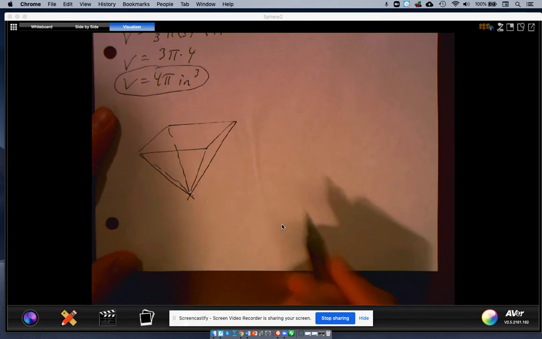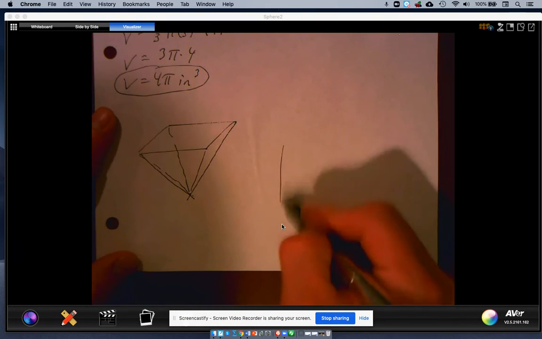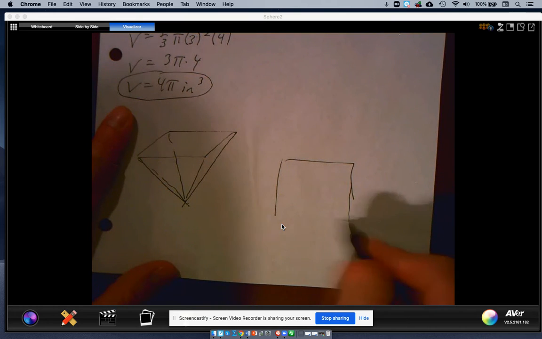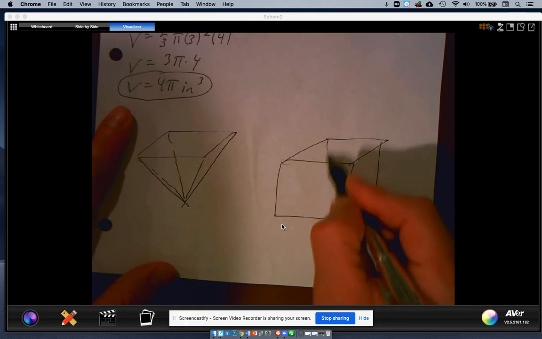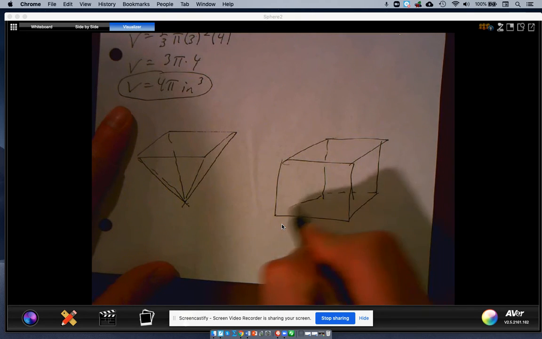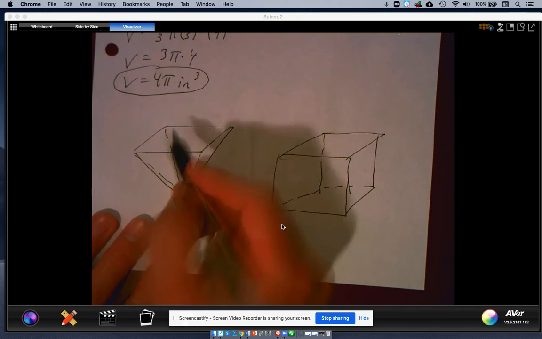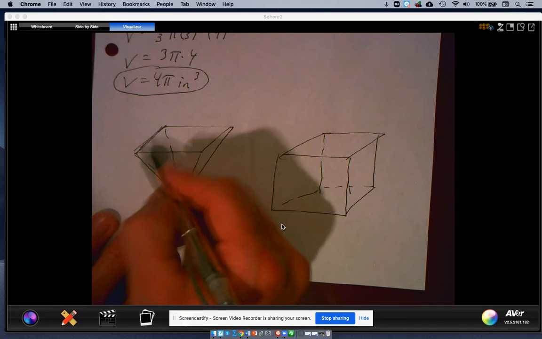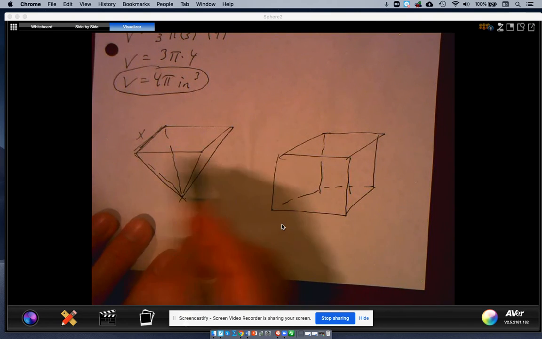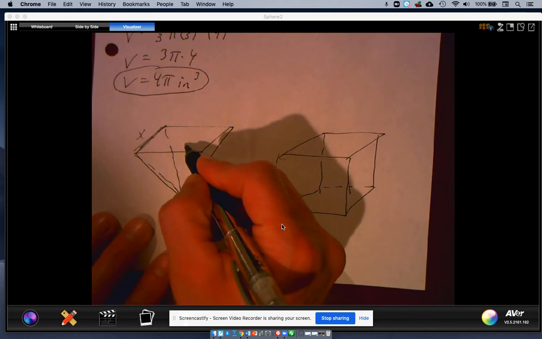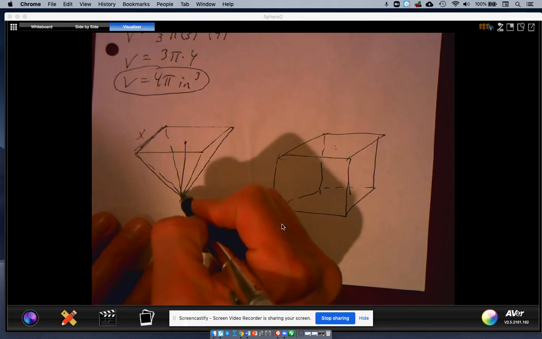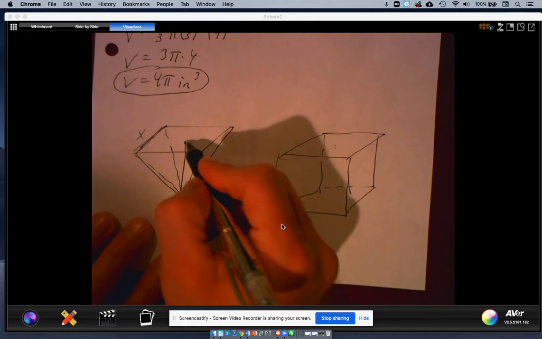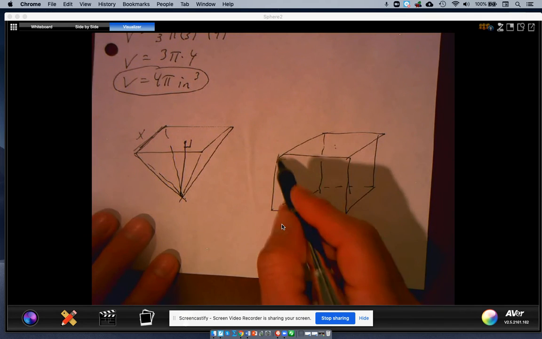Okay, so there's my pyramid upside down. And then I draw a cube. And my cube has the exact same size, base, and height as this pyramid. So this length here, let's say that length is x. All lengths would be x. And the heights would match the height of that pyramid. So height now, right through the middle of it, would match this height right here.